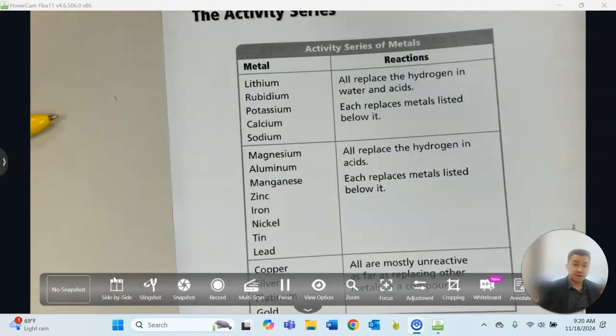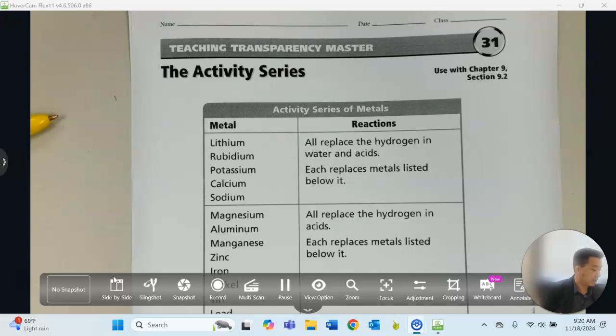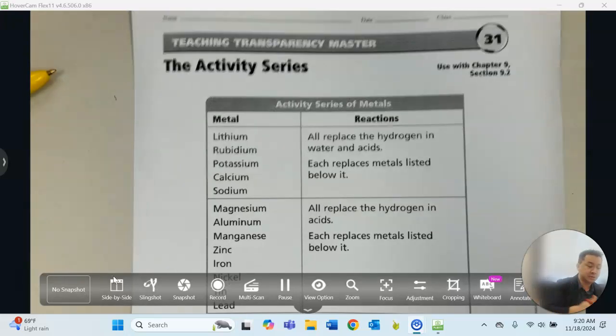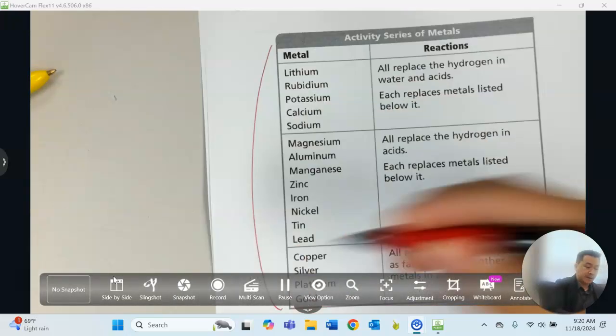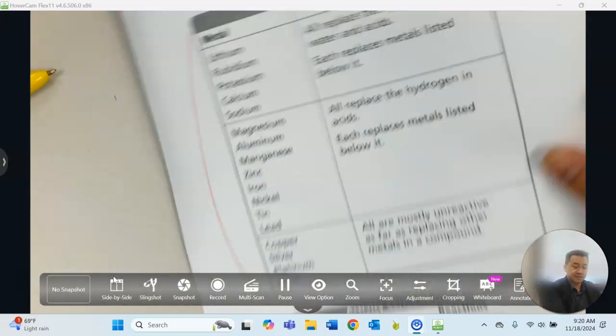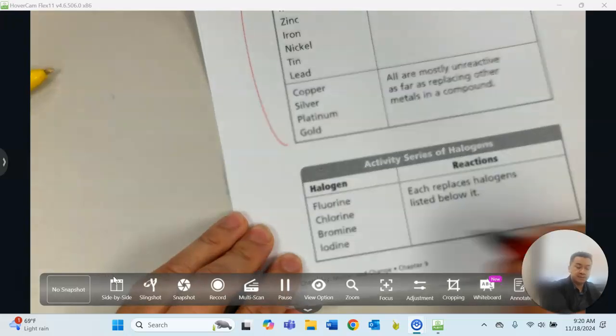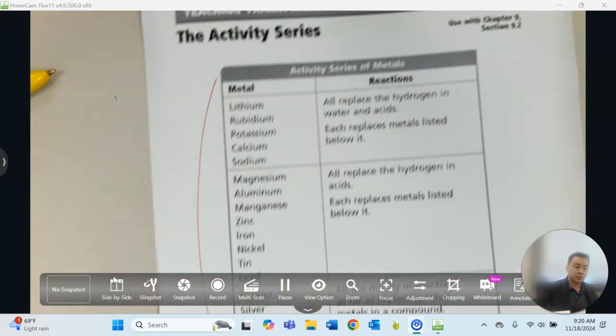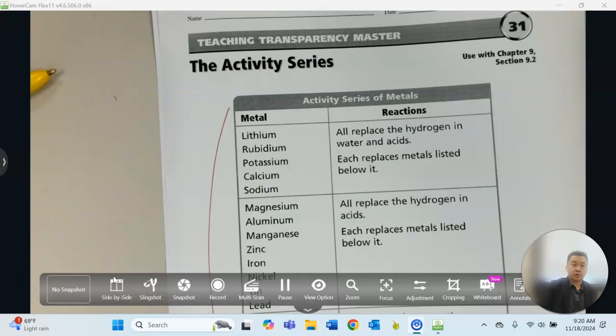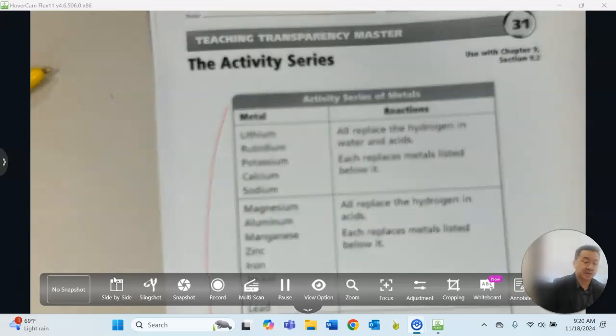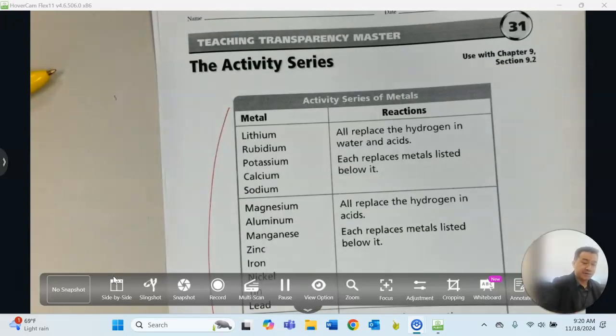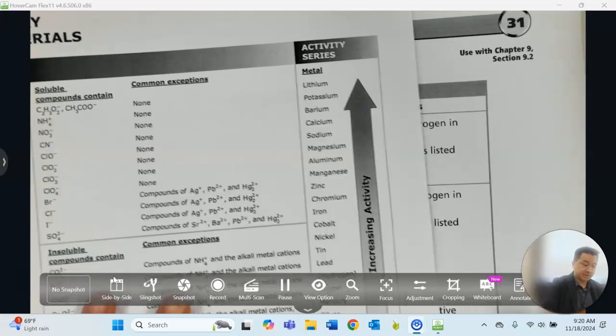This is a lesson on the activity series. Okay, we have two activity series here: the activity series of metals, most of the top part here, and then the activity series of just the halogens. There's four halogens here. What this is telling us is which metal or which halogen is more reactive than the other. On your periodic table, you find that list here as well, activity series.